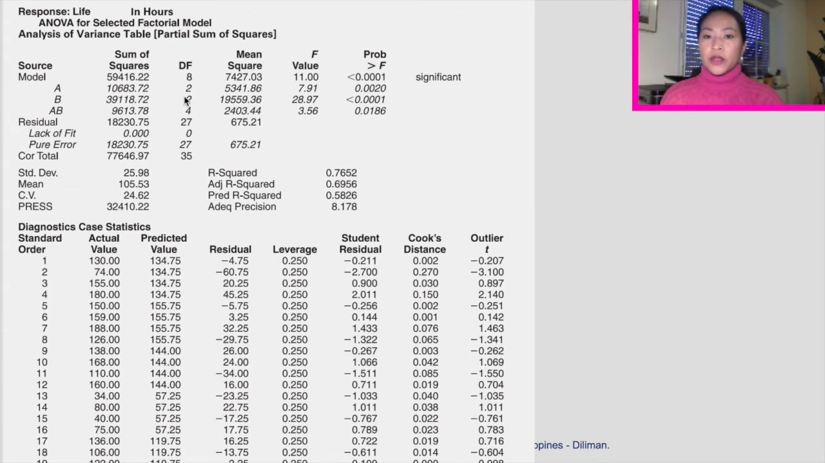All right. So as you can see here, material type, temperature, as well as their interaction are all significant because of p-values that are very low, much lower than 0.05. And then as we have already discussed, the F values are higher than the corresponding test statistic for each of these terms.